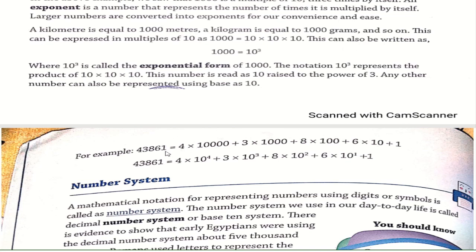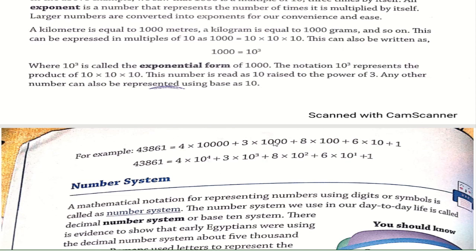In 1 it is ones, 6 it will be tens, 8 will be 100, 3 will be 1,000, 4 will be 10,000. So we'll write from the right corner. Like see, 1 into 1 plus 10 into 6 because it is tens, then 8 into 100 because it is in the 100 place, next 3 into 1,000 because it is in the 1,000 place, and next 4 into 10,000 because it is in the 10,000 place. We can write according to exponential form also, like 10 raised to 4 because it has 4 zeros, so 10 raised to 4 I am writing here.